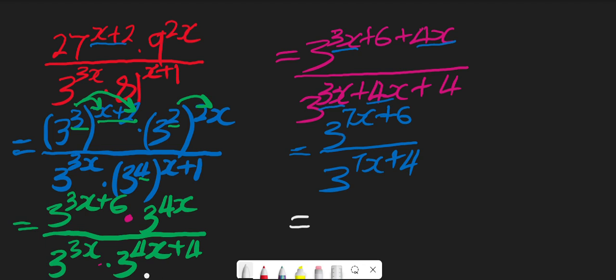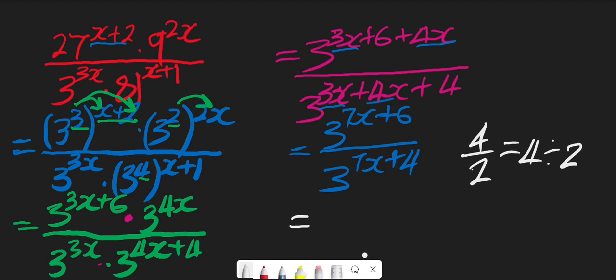Okay, now I want to explain something. If you have, for example, 4 over 2, right? 4 over 2 is the same as 4 divided by 2. I just want to explain this. If you have 6 over 3, 6 over 3 is the same as 6 divided by 3.